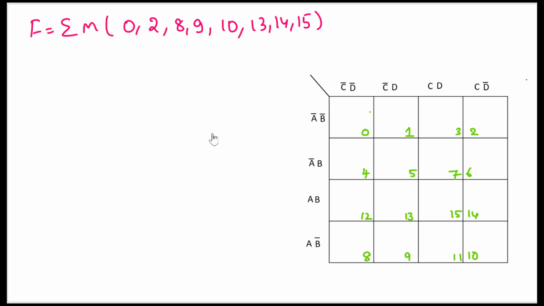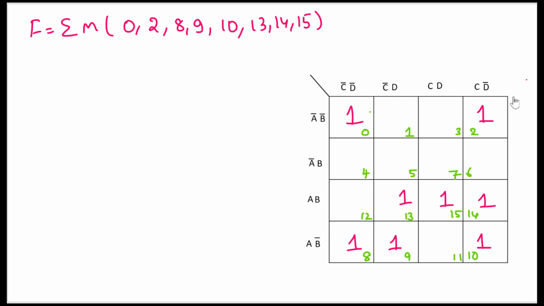Now let us take the next example where f equals sigma m 0, 2, 8, 9, 10, 13, 14, 15. First we will write the ones. 0 is 1, 2 is 1, 8 is 1, 9 is 1, 10 is 1, then 13, 14 and 15. Now if you look at here, octet is not possible.